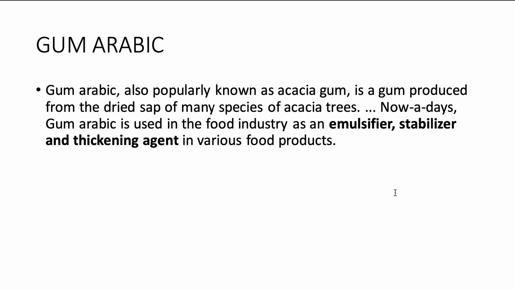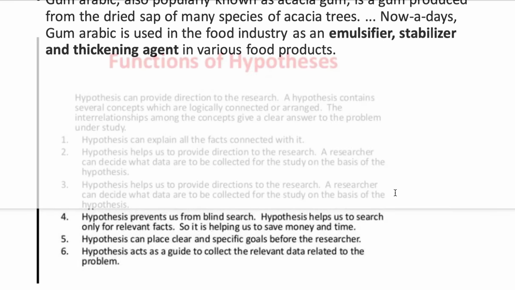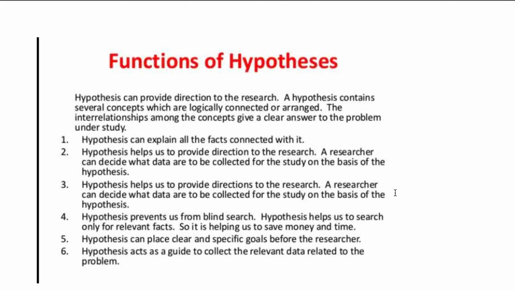Okay, we all know that gum arabic is a stabilizer or thickening agent in soups and curries. These are the functions of hydrocolloids. You can pause it and read it carefully.